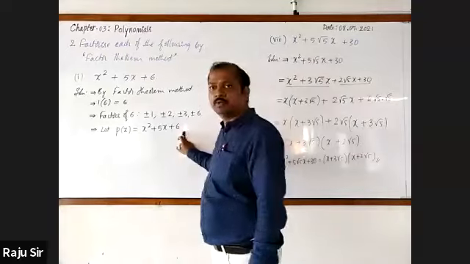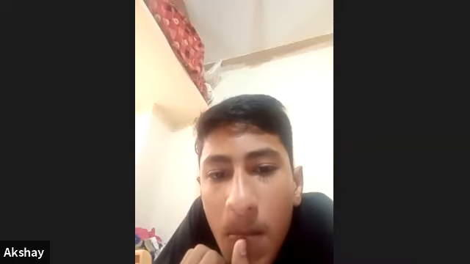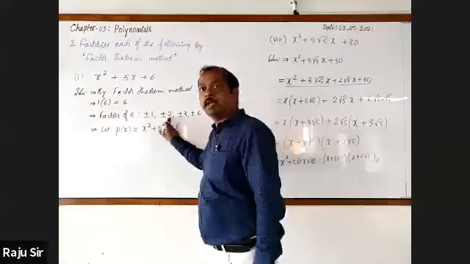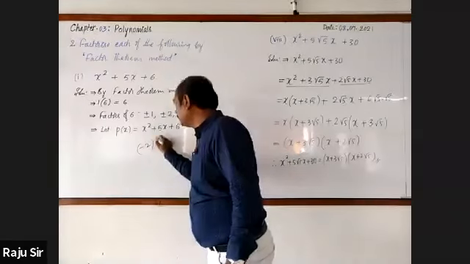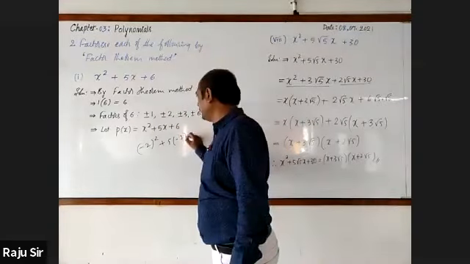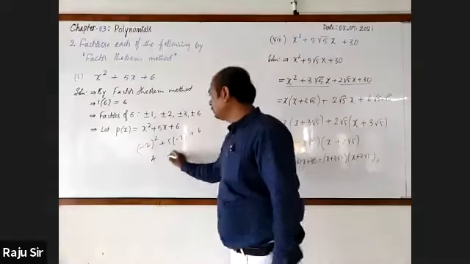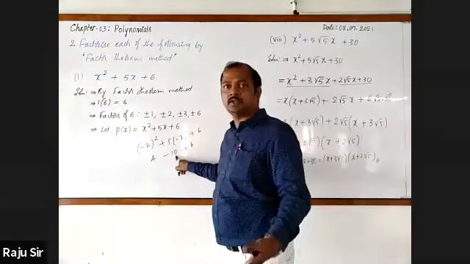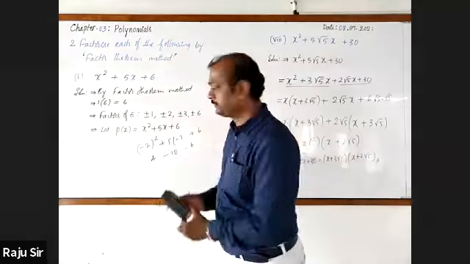All are positive, so even plus 2. Let us check it out by minus. So minus 2 whole square plus 5 into minus 2 plus 6. Minus 2 whole square is 4. 5 into minus 2 is minus 10 plus 6. 6 plus 4 is 10. 10 minus 10, 0. So it comes.